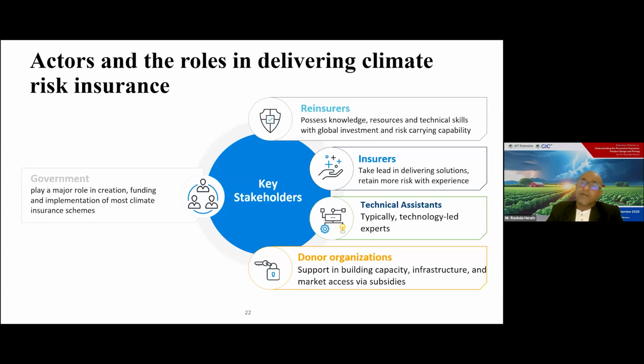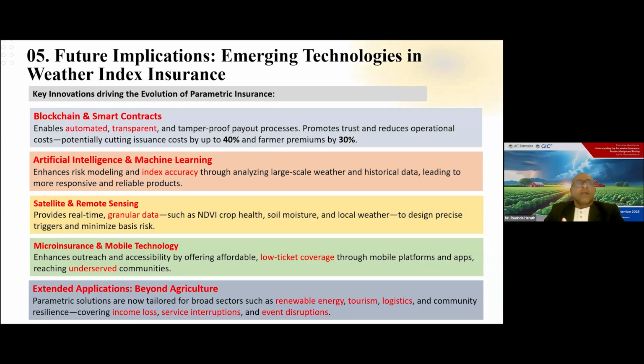But all these are in line. The other key stakeholders are clients also, of course, yeah. But obviously they are built into the stakeholder category, right? But these are the most key parties to play the role in introducing parametric insurance.